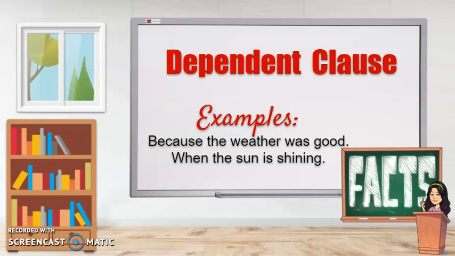A dependent clause is a clause that is connected to the main clause, or that independent clause, in a sentence. It does not form a sentence by itself. A dependent clause needs some help to complete an idea or thought. For examples, because the weather was good, when the sun is shining.